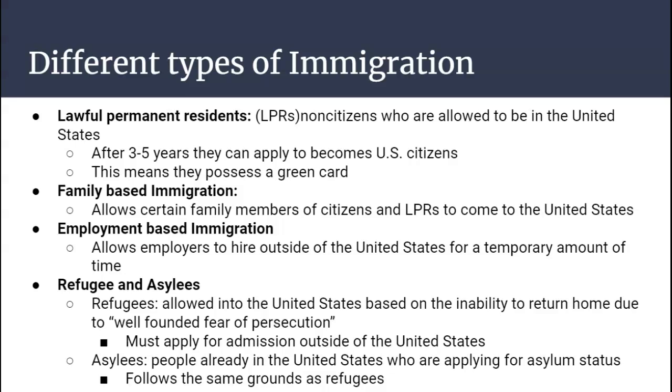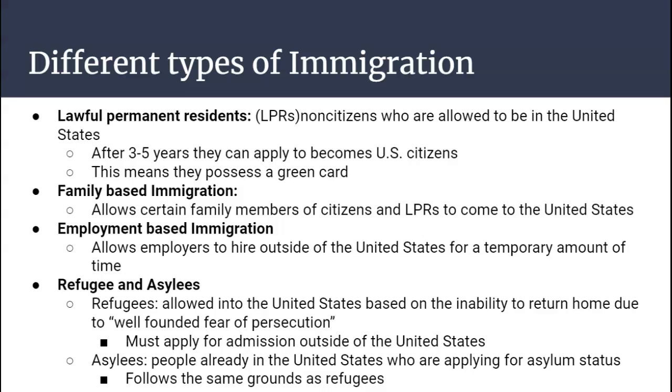People who are seeking asylum are people who are already in the United States, and they are saying, I cannot return home. And it follows the same grounds as refugees, so they must have a well-founded fear of persecution back home. So that's the people that are already here. And then the refugee numbers set for 2020 were set at 18,000 people. So that's one of the lowest numbers since it started in 1980.